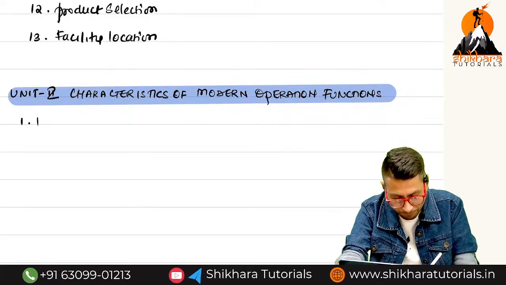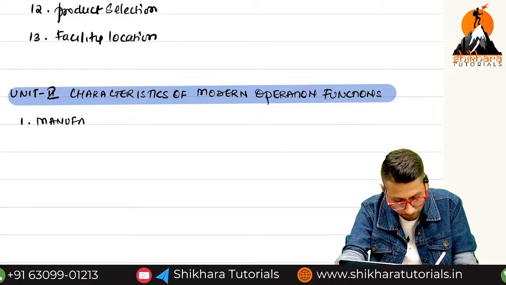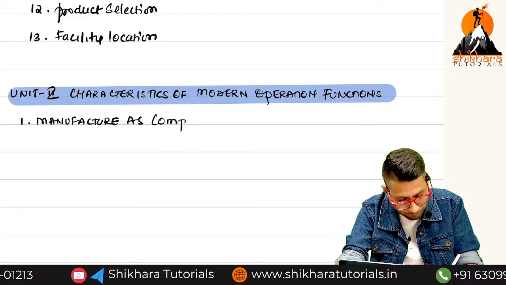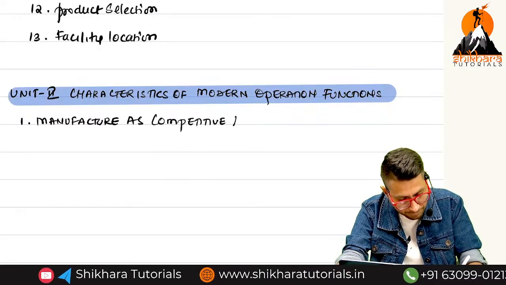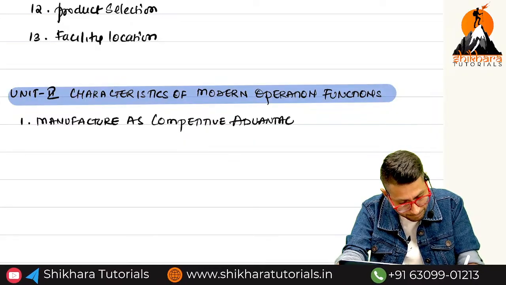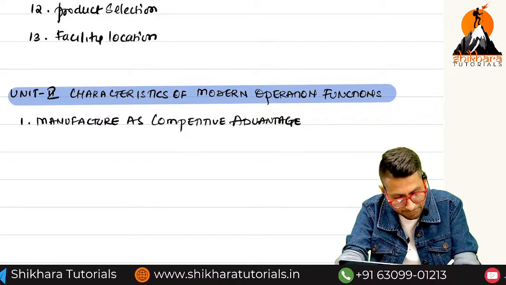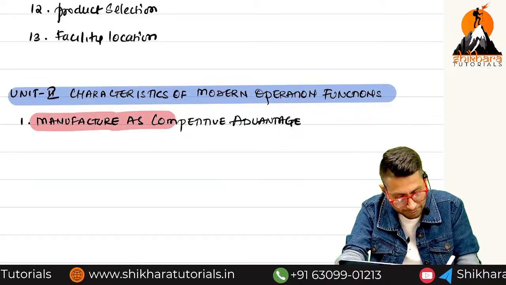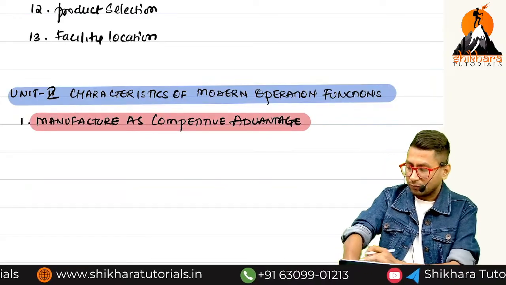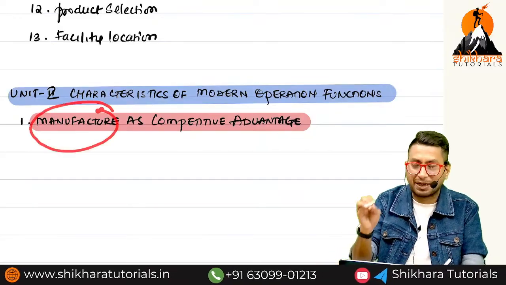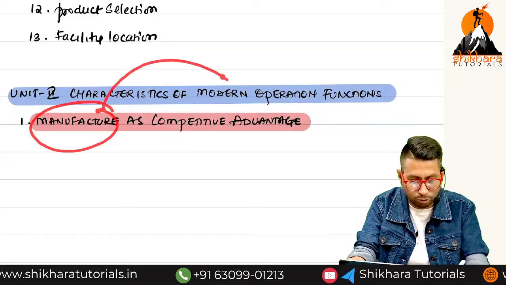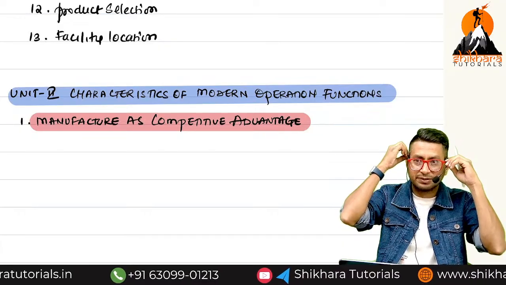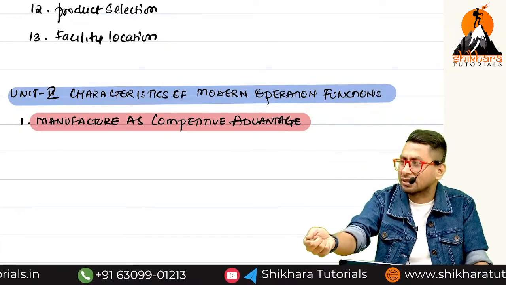Point number 1: Manufacture as competitive advantage. Basically they are trying to tell us that today, if you manufacture something, you can get an advantage. But what is competitive advantage? The name itself tells you, reverse it and tell: the advantage I get over competitors.